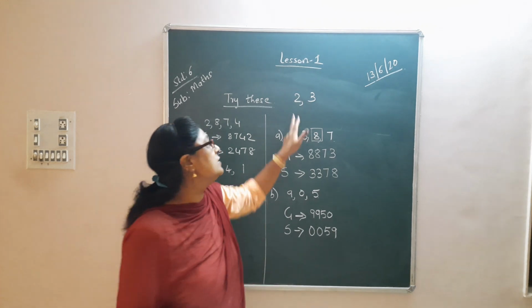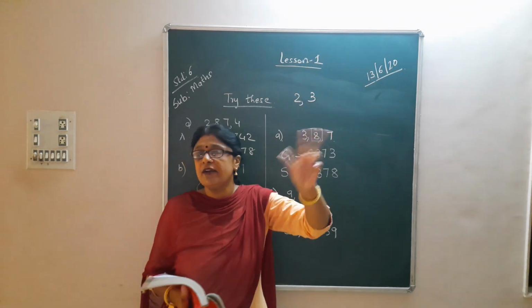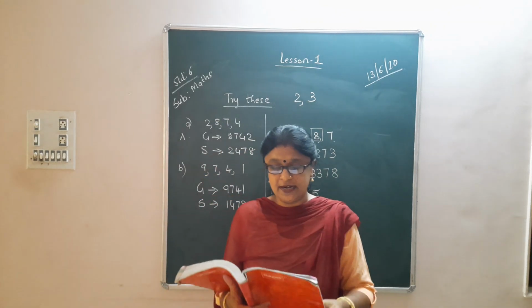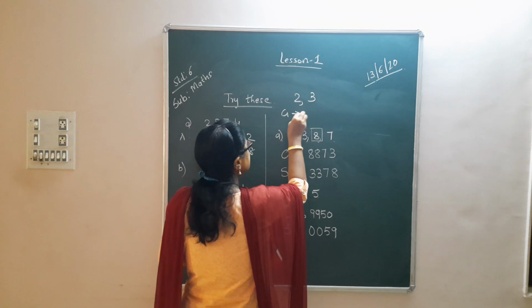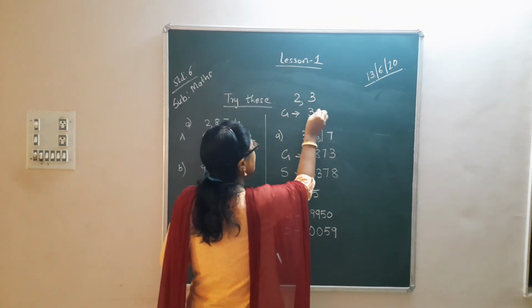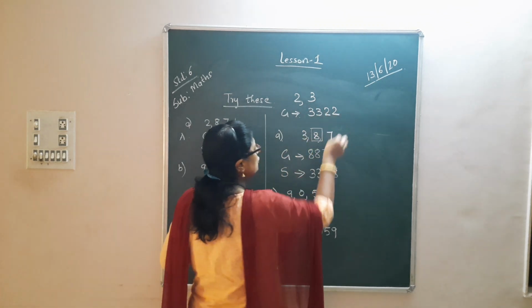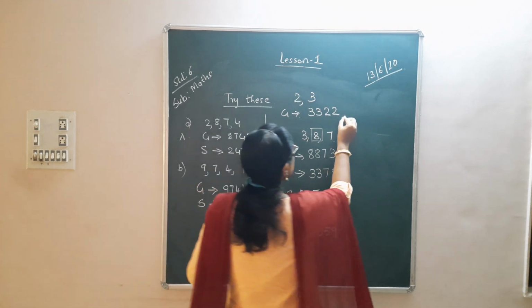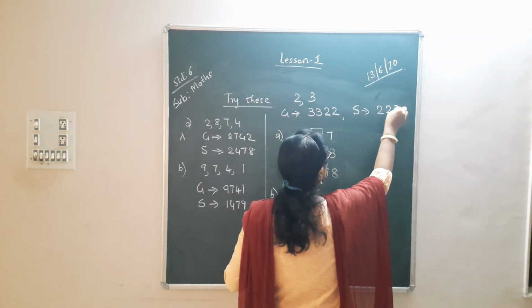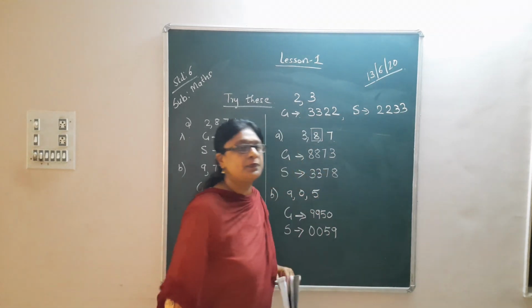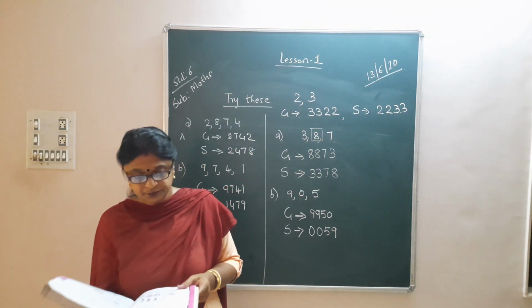And now from these 2 numbers, you have to make a 4-digit number, right? And you have to repeat. So which will be the greatest number? 3, 3, 2, 2, right? And which will be the smallest number? 2, 2, 3, 3. Okay, fine.